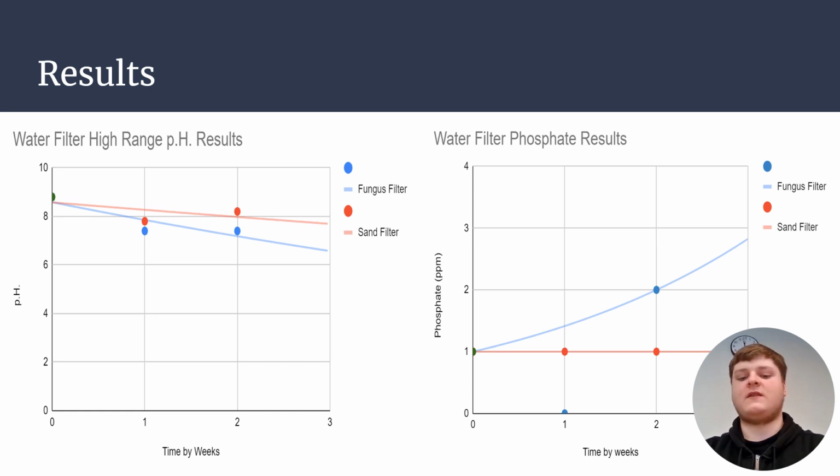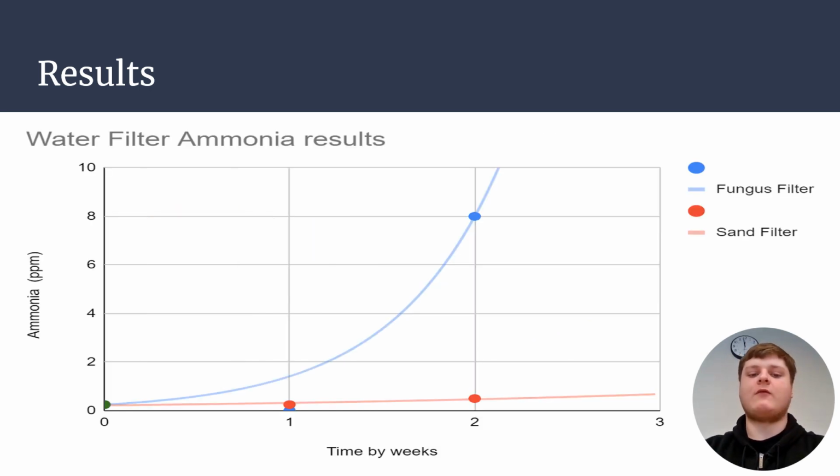For the phosphate results, you can see that at the start, the regular water had a phosphate result of 1 part per million. Then in the first week, the sand filter had stayed the same, while the fungus filter had gone down to 0. Then in the second week, the sand filter again had stayed the same, while the fungus filter had risen to 2 ppm.